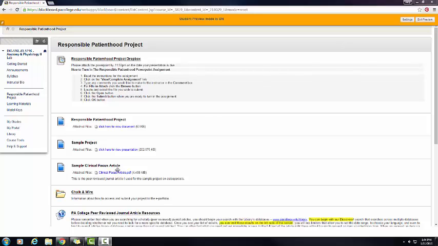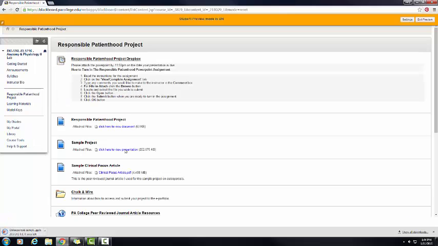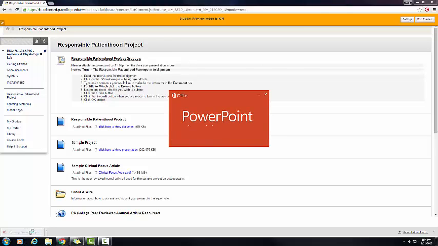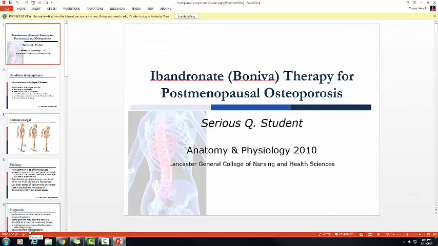The next one is a sample project, and so this is a PowerPoint that I made up for you to take a look at, and we'll open that one so you can see exactly what's going on with it. So I made this particular one up on osteoporosis, but it basically goes through and shows you what's going on in a presentation so that you can do something similar when you make yours.